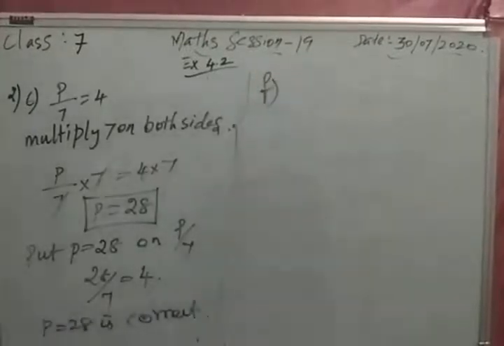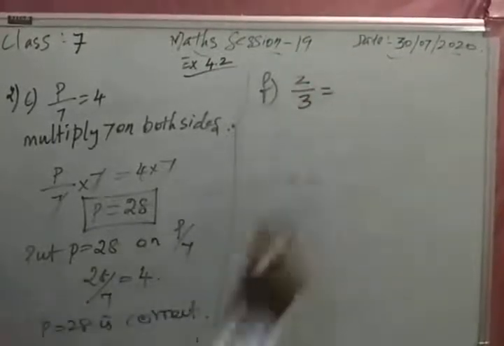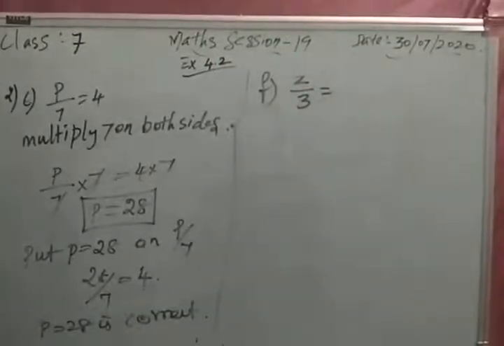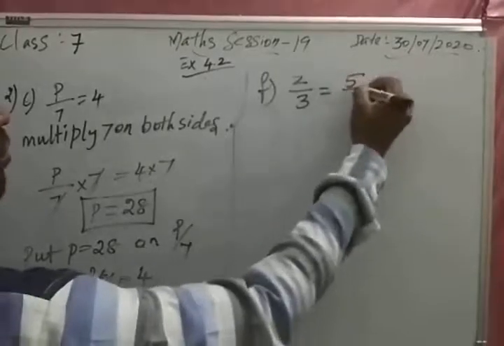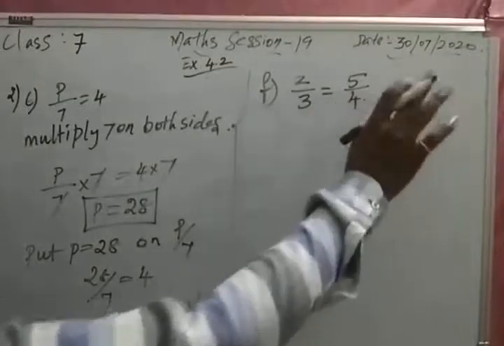What is the F question? F. Z by 3, which is equal to 5 by 4. Z by 3 is equal to 5 by 4. Here also we have to take, no need to bother about the denominator, no problem.